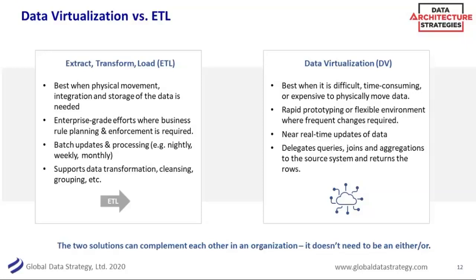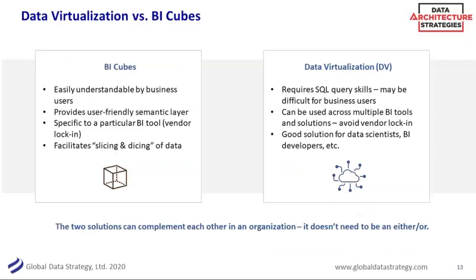But the other similar yet different aspect of this is that user layer, what we're calling the virtualization layer. In a lot of ways, it's similar to what you might have in a BI cube, because it's that layer that allows you to query across. One of the nice things about a business intelligence cube is that it is almost by definition easily understandable by business users. It adds that user-friendly semantic layer. You organize that data in a way to slice and dice. I want sales by region. I want sales by day versus week versus month, right? And it's not only structured to slice and dice, but it's generally in the tool itself, and people can use it.